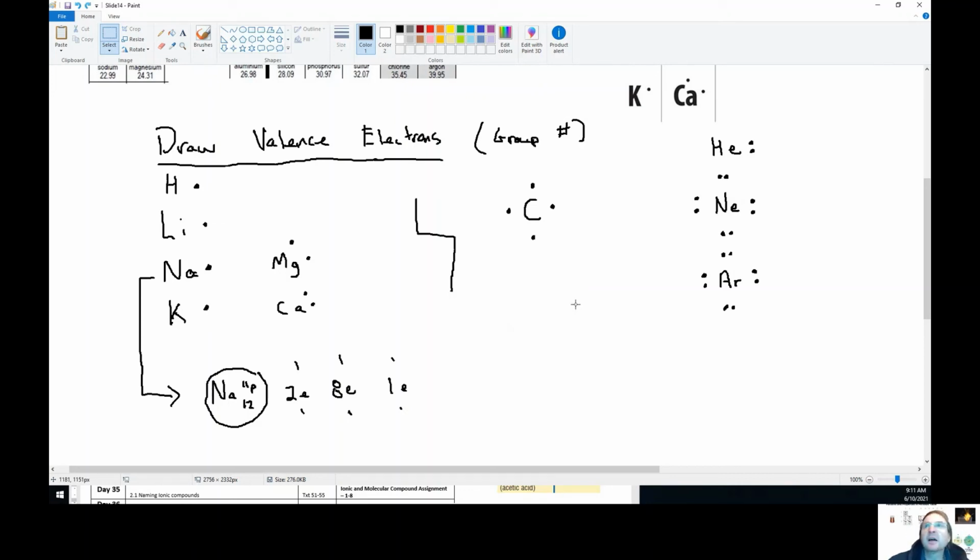Okay, actually, let's draw a few of group 17. Group 17, well, they have 7, right? So fluorine, 1, 2, 3, 4, and this is how we set them up. This is how we arrange them. 1, 2, 3, 4, 5, 6, 7. There's a space there. It can accept. How about chlorine?